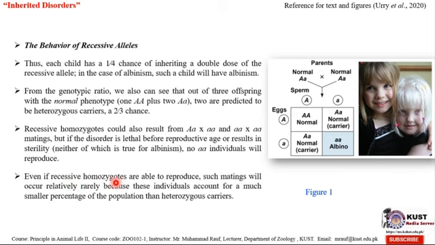Even if recessive homozygotes are able to reproduce, such matings will occur relatively rare because these matings occur for a much smaller percentage of the population than heterozygote carriers. So this will be relatively rare because it doesn't quite often occur that both the parents are affected with albinism and they get married.